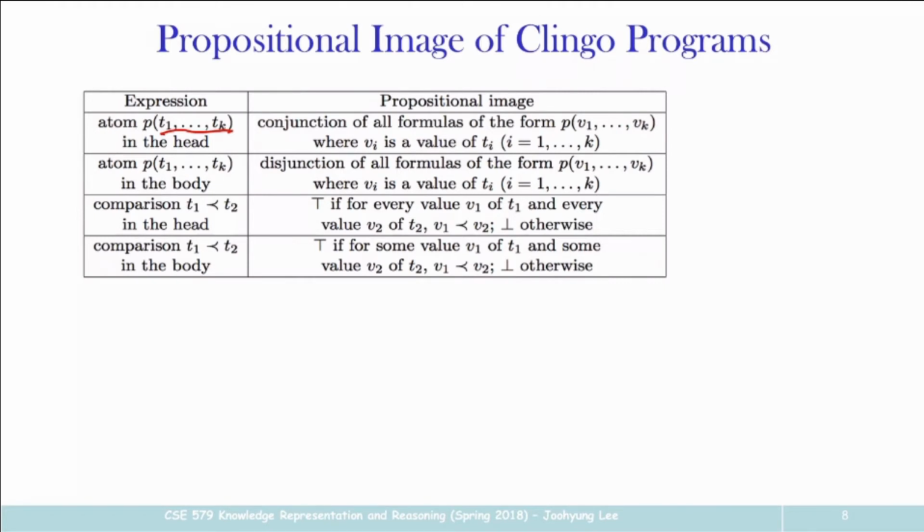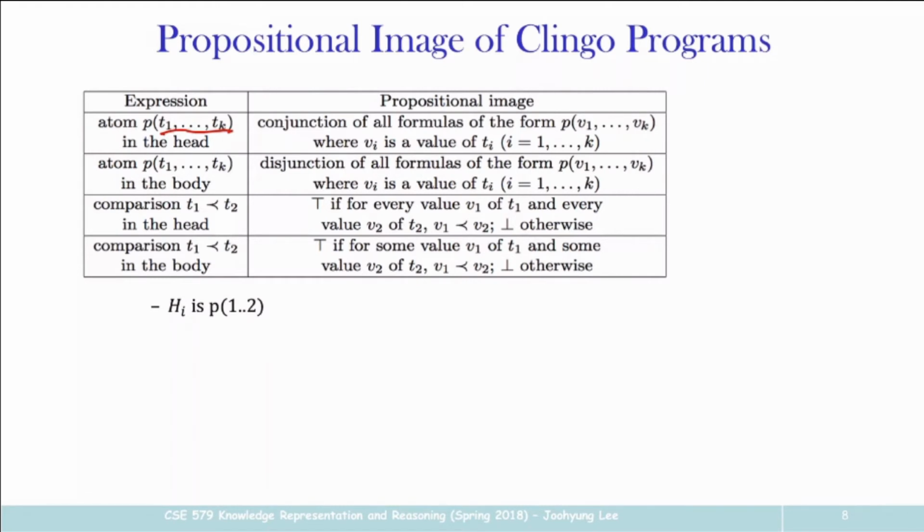If it occurs in the head, it works like a conjunction. This T1 less than T2 must be true for all possible values of T1 and T2 when it occurs in the head. If it occurs in the body, it works like a disjunction. If at least some of the values of T1 and some of the values of T2 make this comparison true, then this is true. I know it's confusing, okay? So I prepared some examples. Just remember the difference between these, and we'll come back to this, okay?